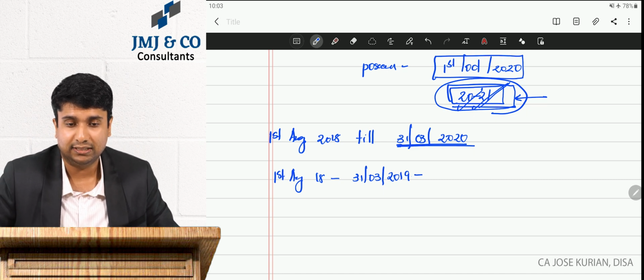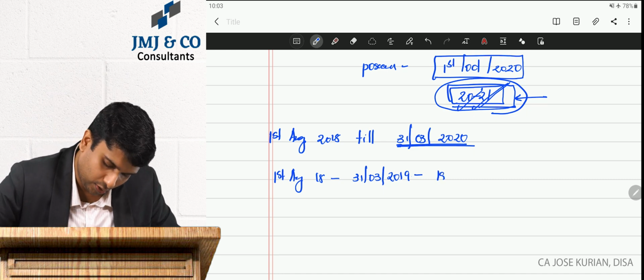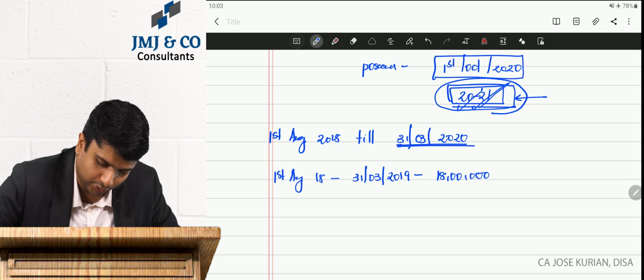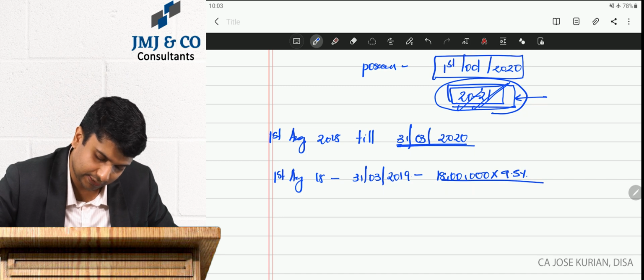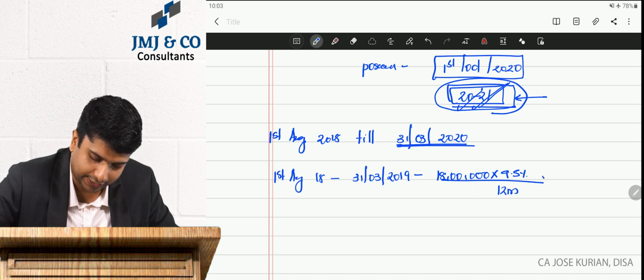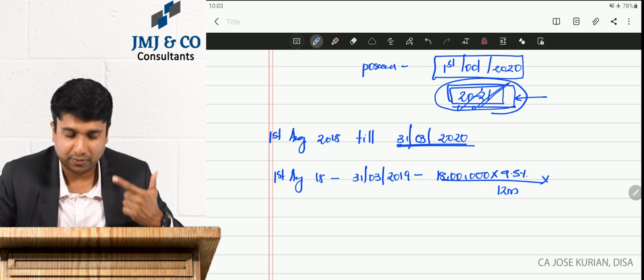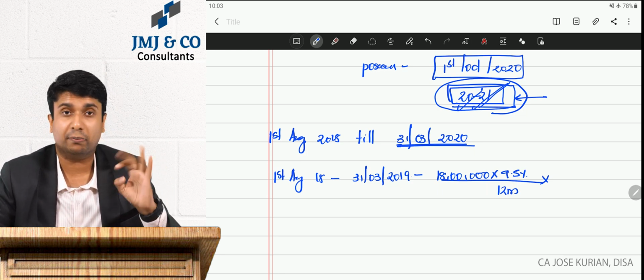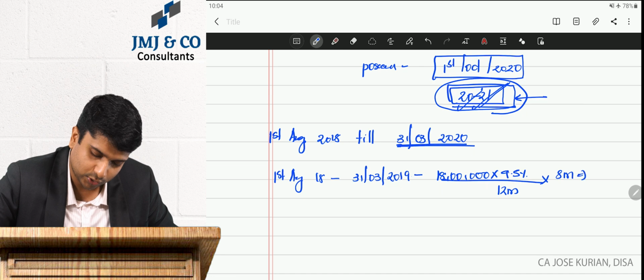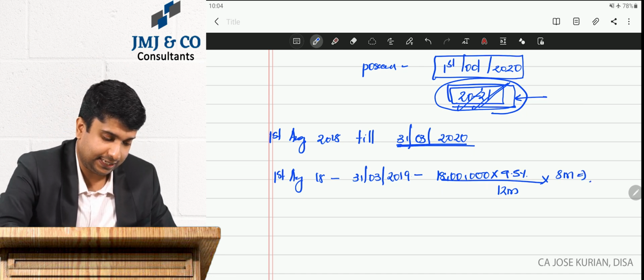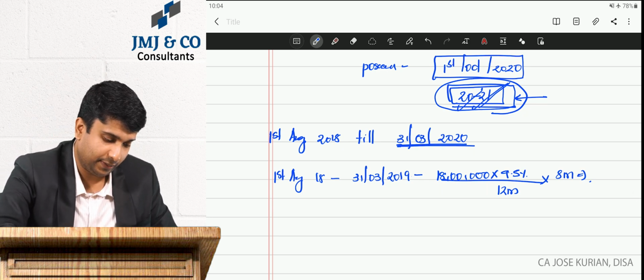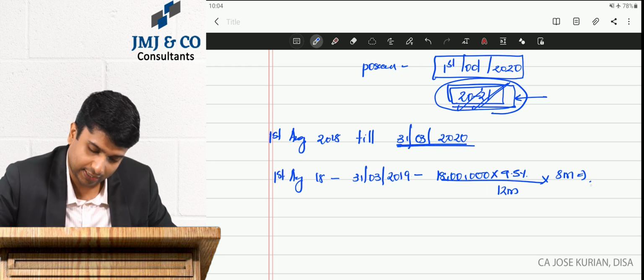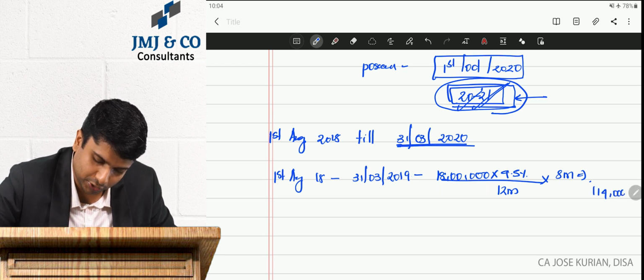The loan taken is 18 lakh, right? So the loan taken is 18 lakh into annual interest of 9.5%. But here he hasn't had that loan for 12 months. So 12 months into how many months? August, September, October, November, December, January, February, March. It is only 8 months. So what is the proportion of interest? 18 lakh into 9.5% is the rate of interest for that loan, divided by 12 into 8 months, it would be 1,14,000 as the proportion of interest.